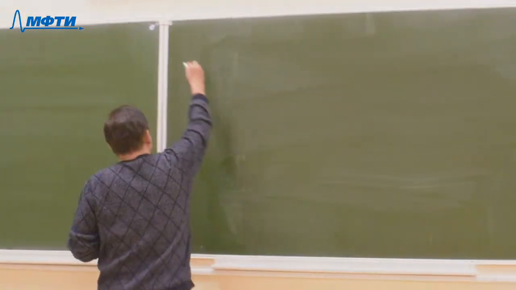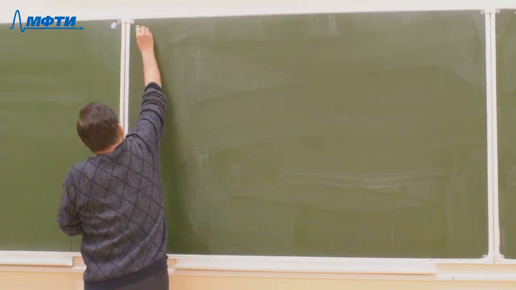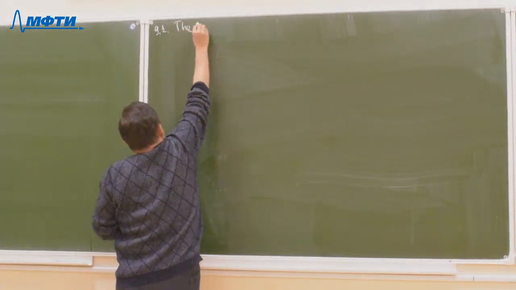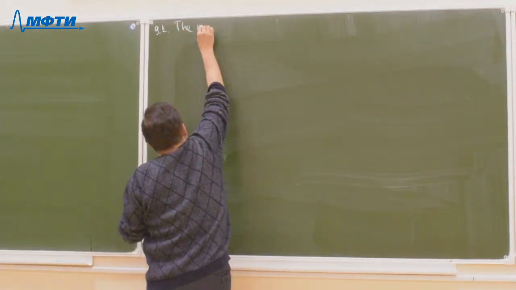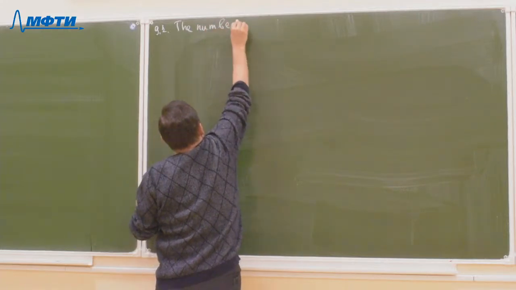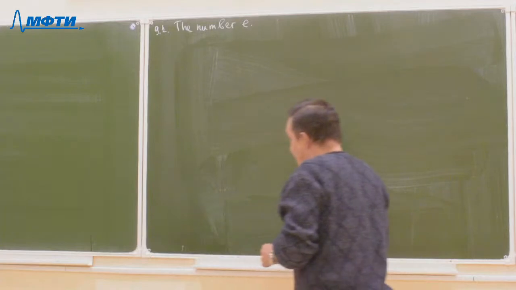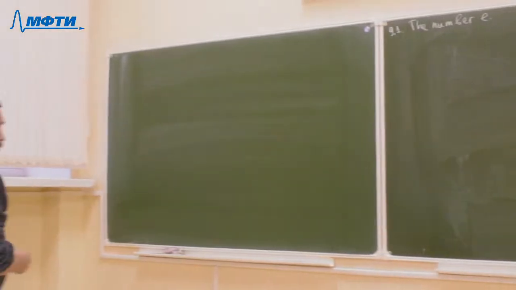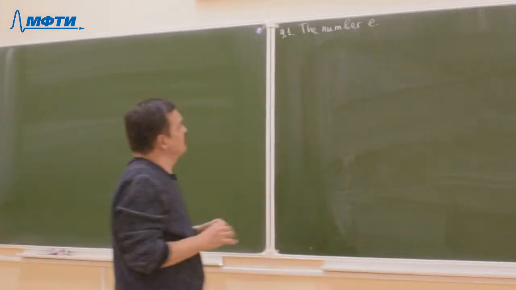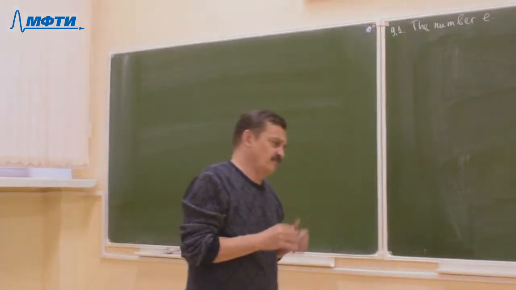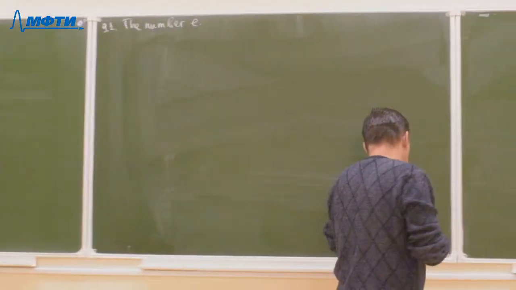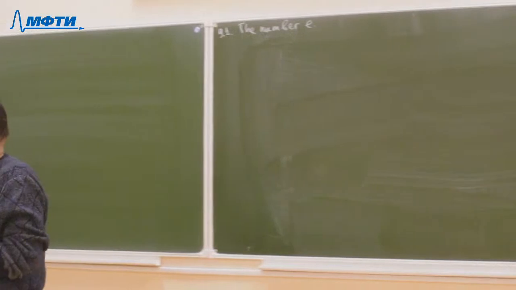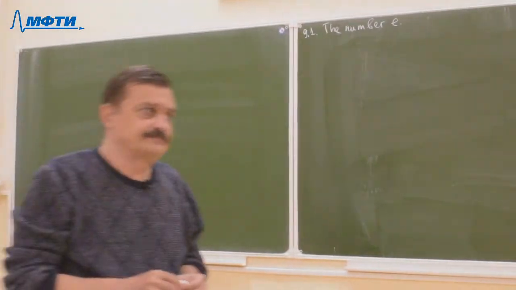Today the first section is the number e. So here we define the special number, a very important number in mathematics, and the definition is standard.